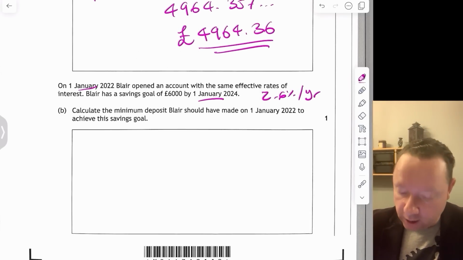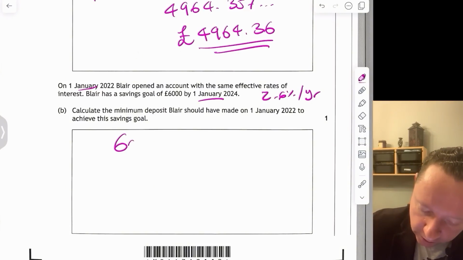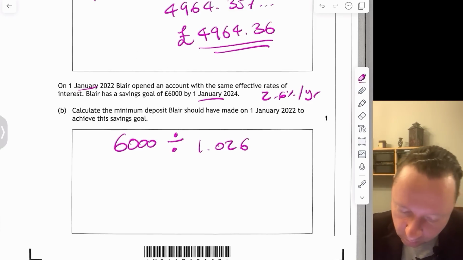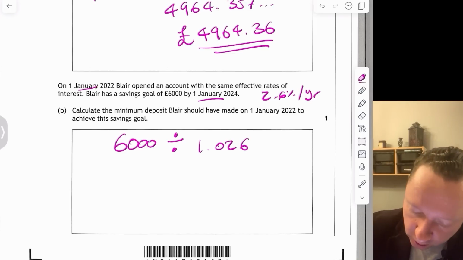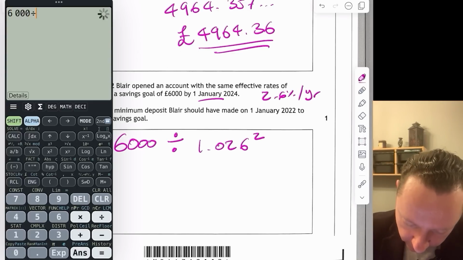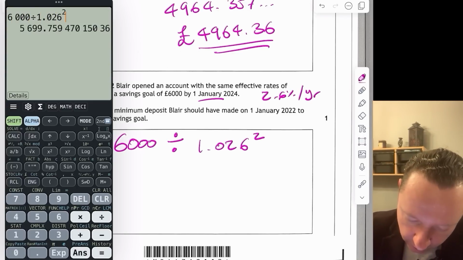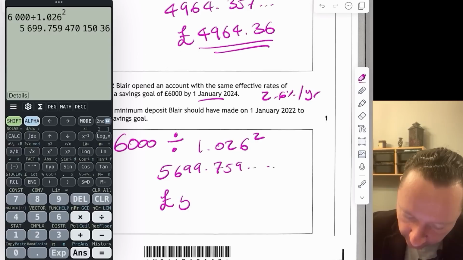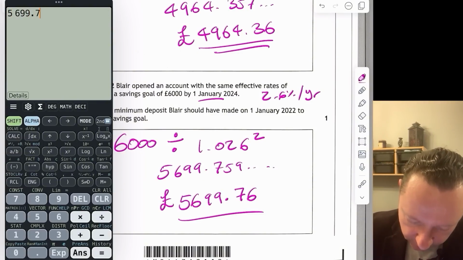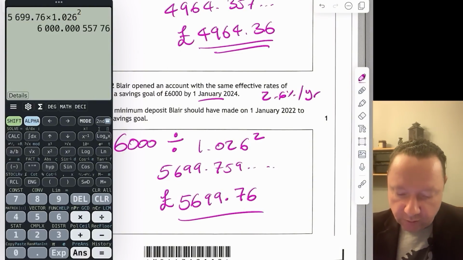So it's a present value calculation. We're working backwards. So we're starting with 6,000, and we're not timesing, we're dividing. And it's 1.026, January to January, 2 years, squared. 6,000 divided by 1.026 squared is 5699.759. So we're going to have to put in 5699.76. You can double check that. 5699.76 times 1.026 squared. It's just over 6,000, so we're done there.